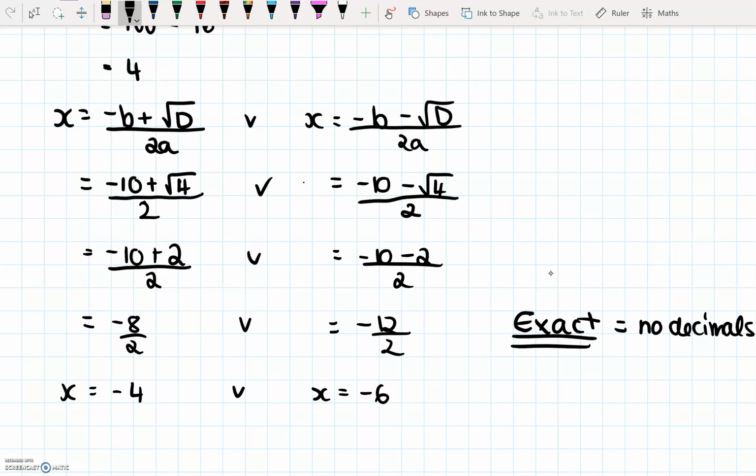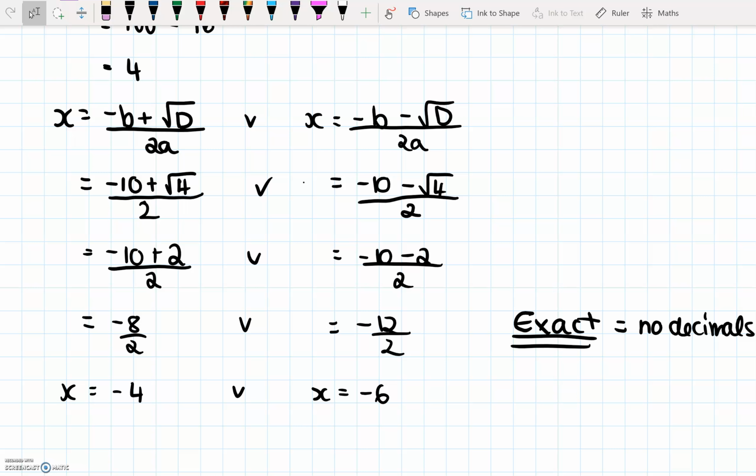The chapter on simplifying roots, I believe, comes after this one, so we will do more work on simplifying roots later. But if you're not sure about that, you can also go back and revise what we did in year 2, and there should be a video for that online. I will put the link in the YouTube information so that you can also find the revision of how to simplify roots.